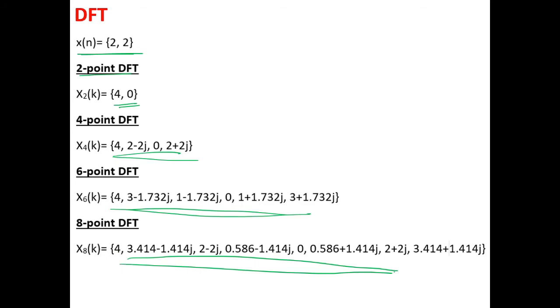So if you see, in the 2 point DFT you have the values 4 and 0. When you went for the 4 point DFT, this 4 comes over here, this 0 comes over here, and in between you are interlaced with two more values. When you come to the 6 point DFT, this 4 and 0 are there. However, these values vanished. Why is this happening?